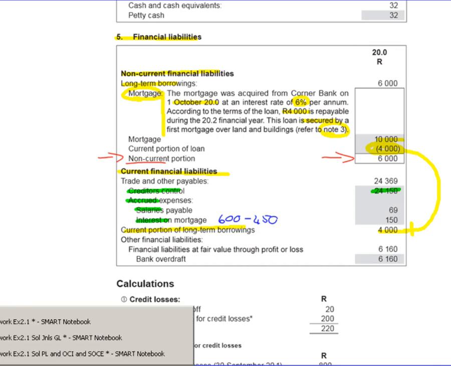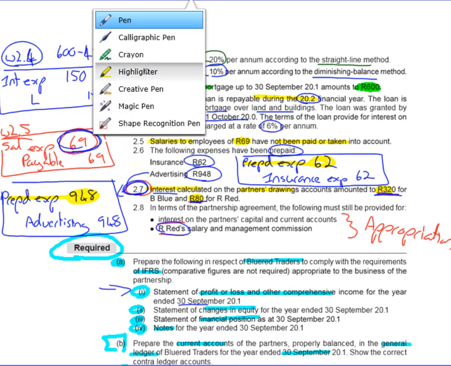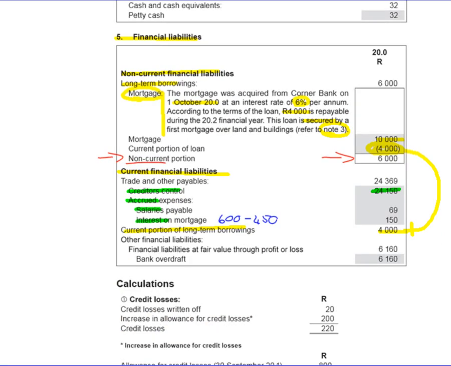The salaries payable was dealt with over... where's our salaries payable? Let's quickly find it. There it is. My salaries payable was all done and dusted as a salaries expense, but here's the payable, the 69 that needs to go into the statement of financial position. And then my liability for the interest of 150. We've done a working for that, so that's working 2.4 and 2.5. There they are, ladies and gentlemen, the 69 and the 150, all forming part of trade and other payables.